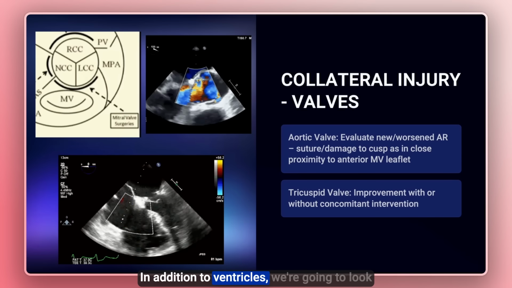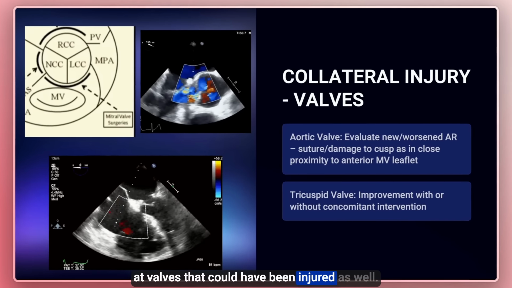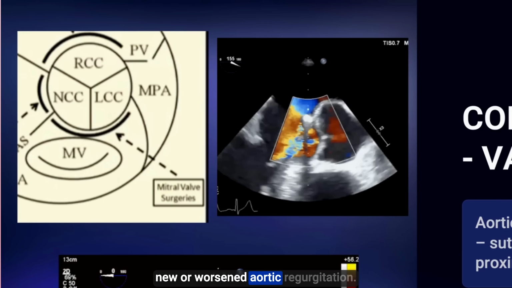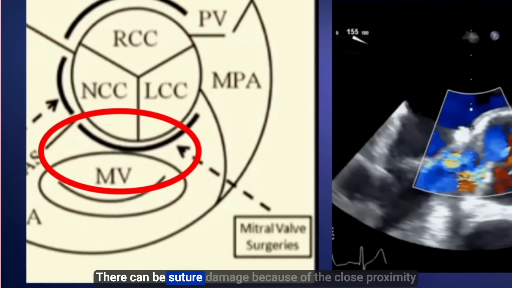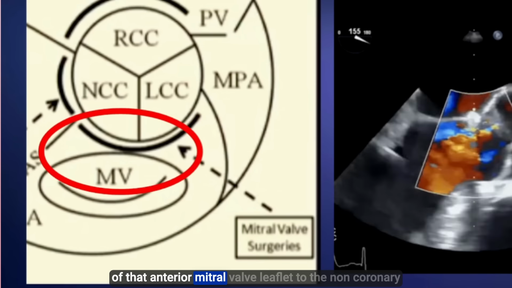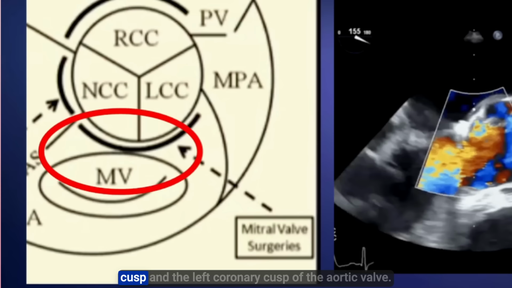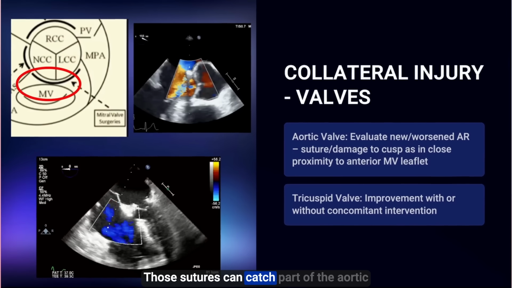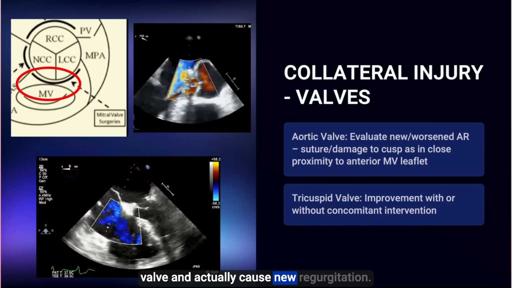In addition to ventricles, we're going to look at valves that could have been injured as well. We're going to assess to see if there's any new or worsened aortic regurgitation. There can be suture damage because of the close proximity of that anterior mitral valve leaflet to the non-coronary cusp and the left coronary cusp of the aortic valve. Those sutures can catch part of the aortic valve and actually cause new regurgitation.